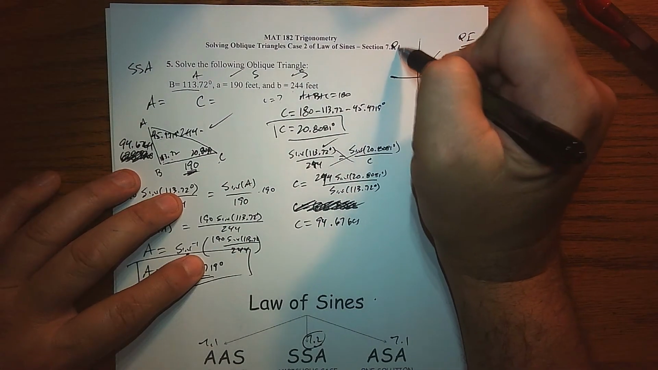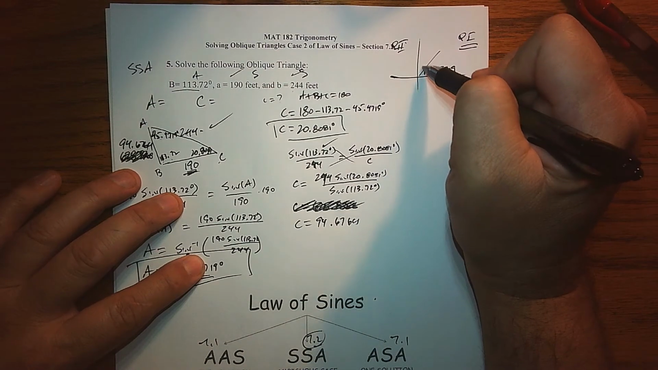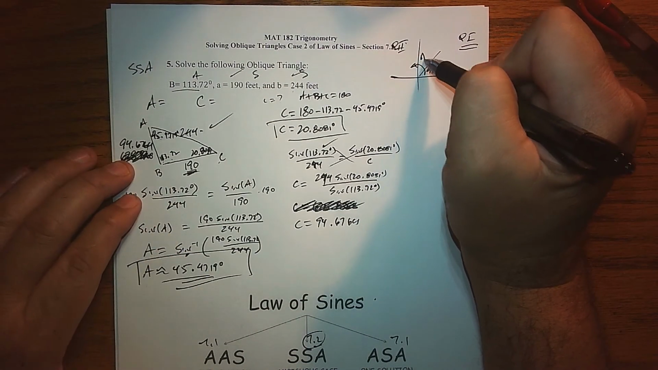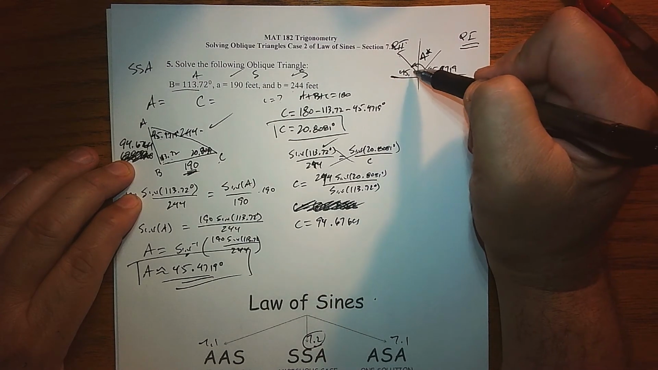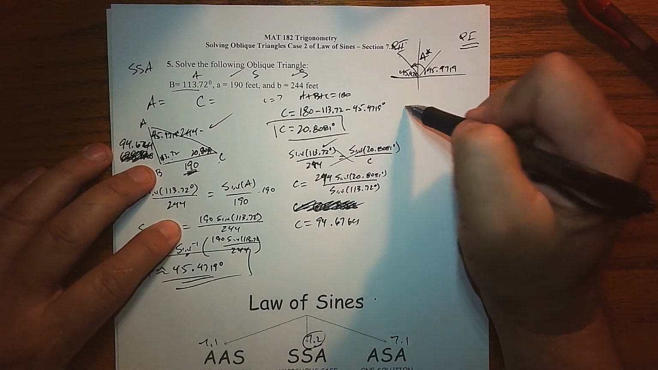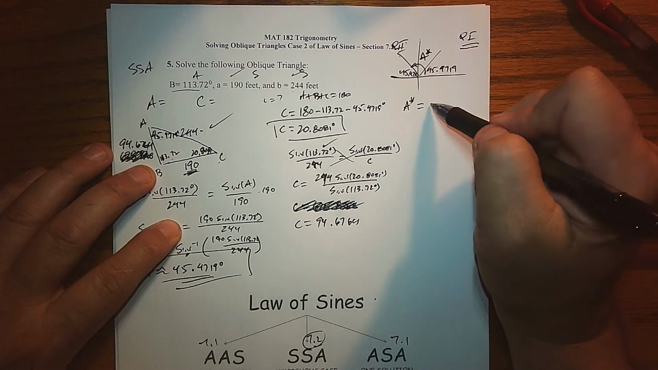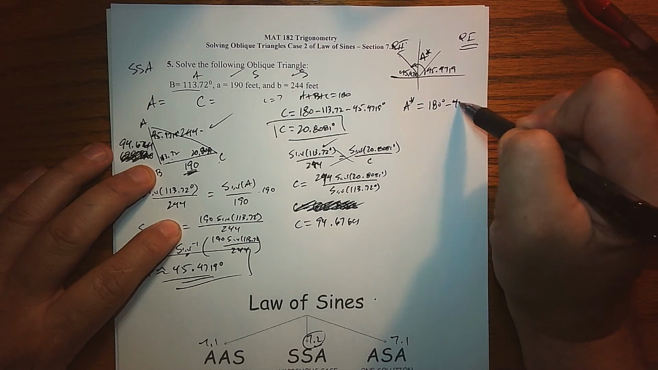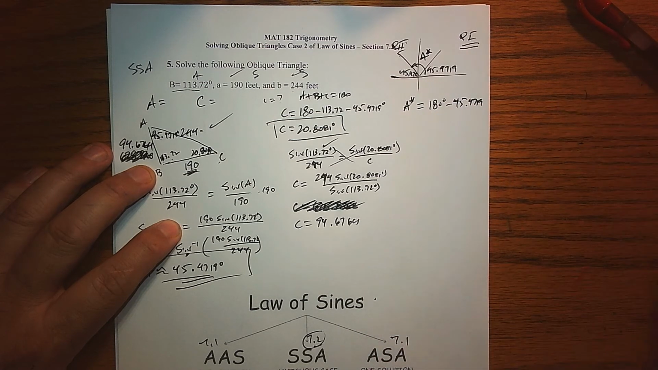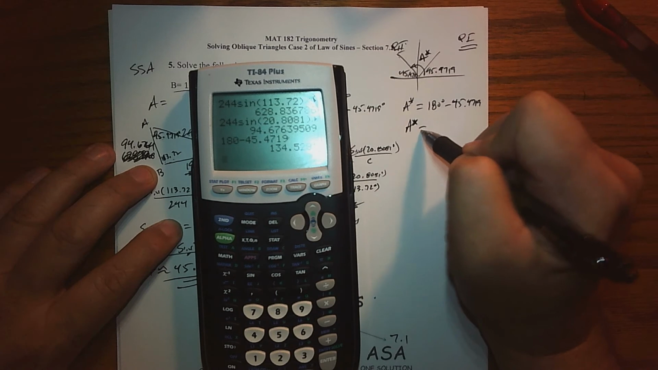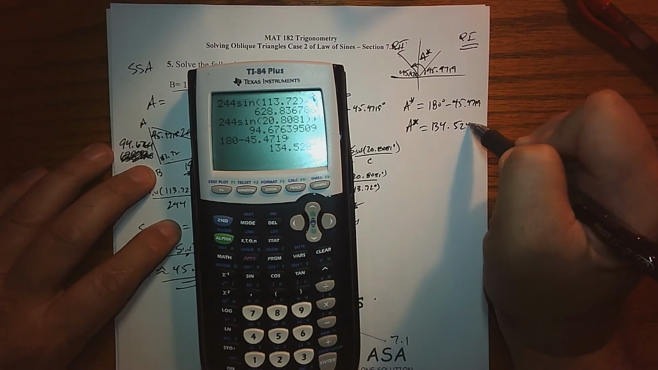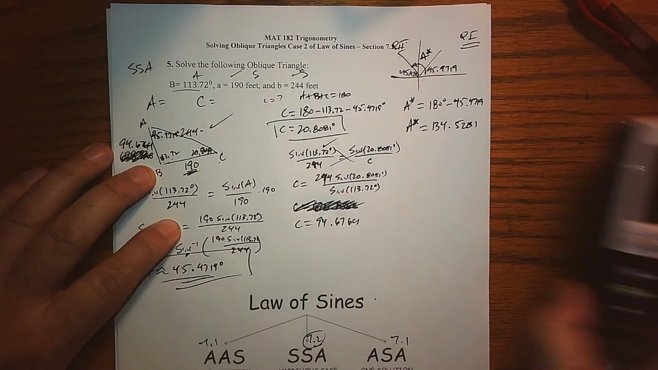So what about the quad 2, right? Again, let's call that A star. We do know that it has a reference angle of 45.4719, so A star is supplementary to that. So it's 180 minus 45.4719. When I calculate this, we get another potential answer of 134.5281.